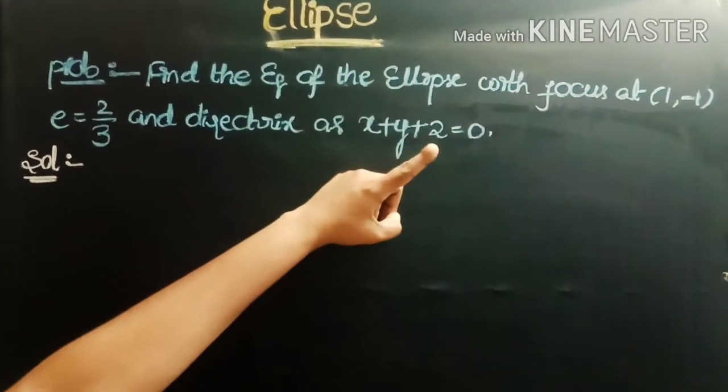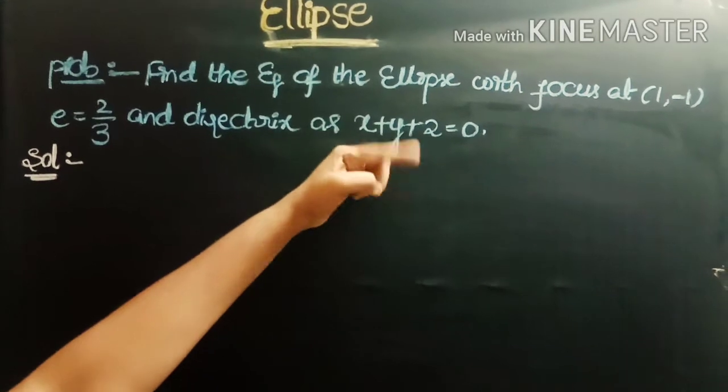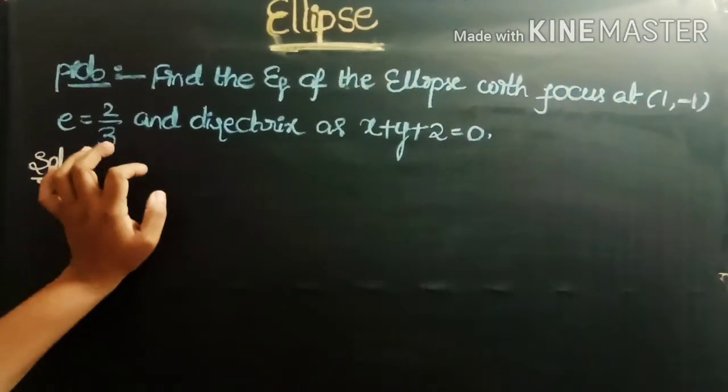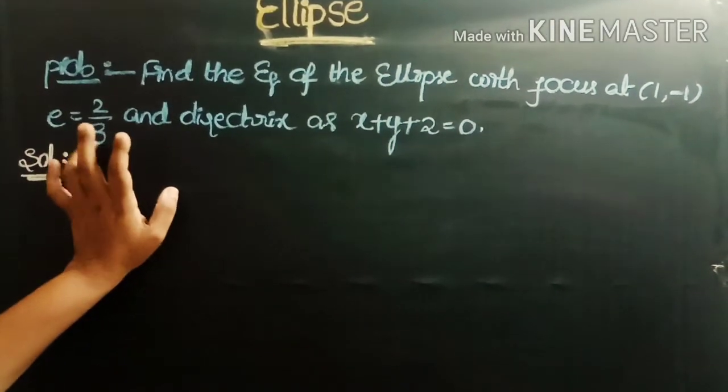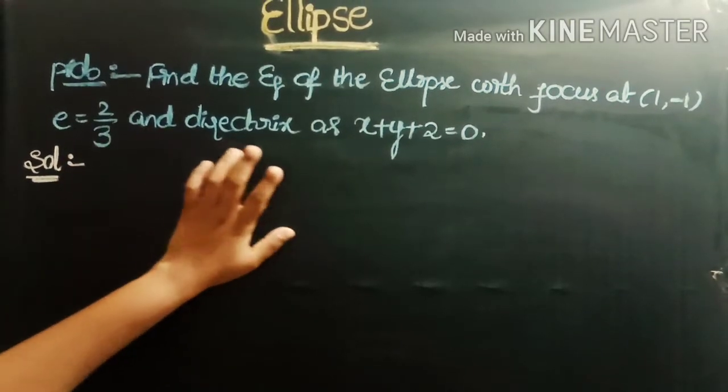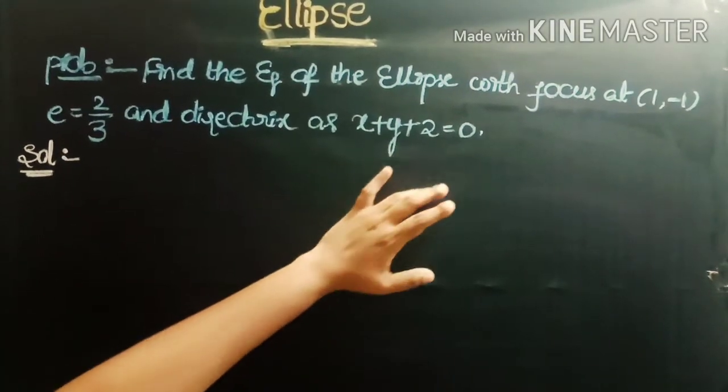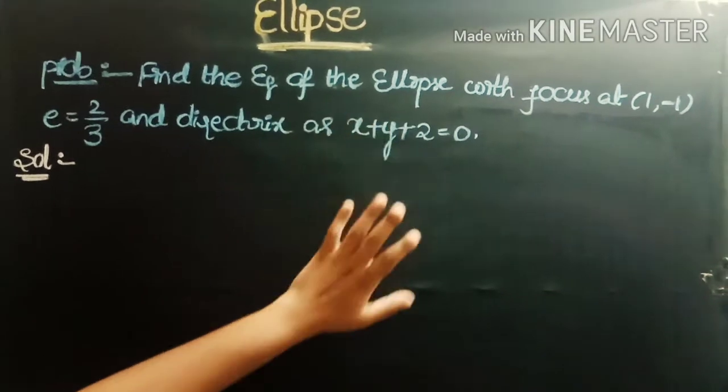Given that the focus is (1, -1). So that is the point S. S is equal to (1, -1). e is equal to 2/3. So given that the eccentricity is 2/3 and the directrix is x + y + 2 = 0. This is L: x + y + 2 = 0.